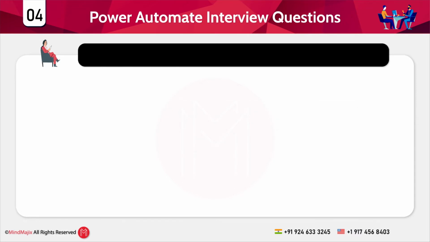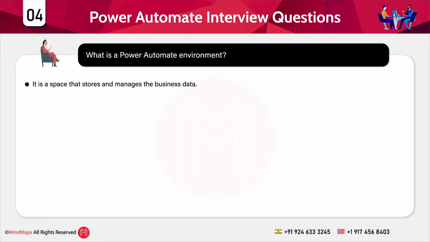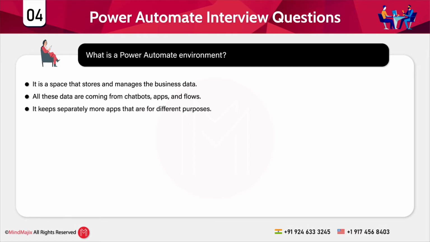Now let's move ahead to the next question. What is a Power Automate environment? It is a space that stores and manages business data. All this data comes from chatbots, apps, and flows. It keeps apps with different purposes or objectives separate. So we can have a separate environment for security requirements, target variables, development, production, and so on.